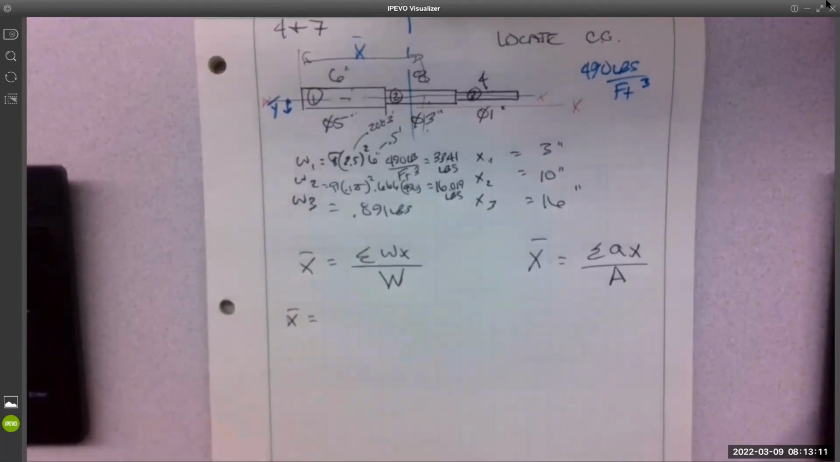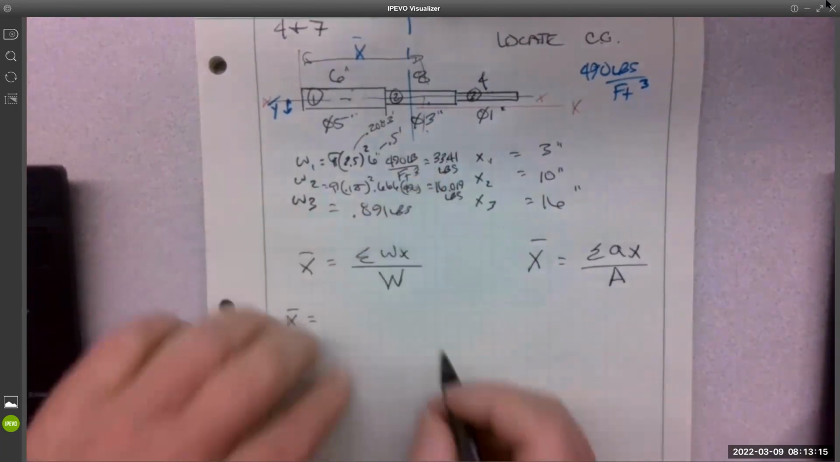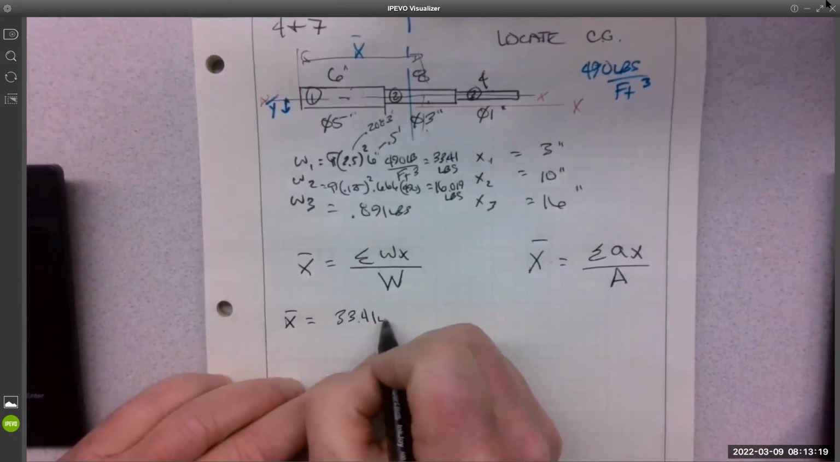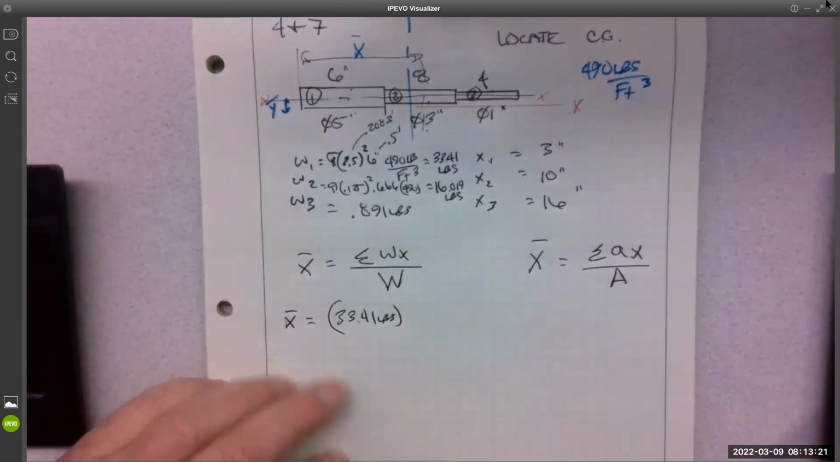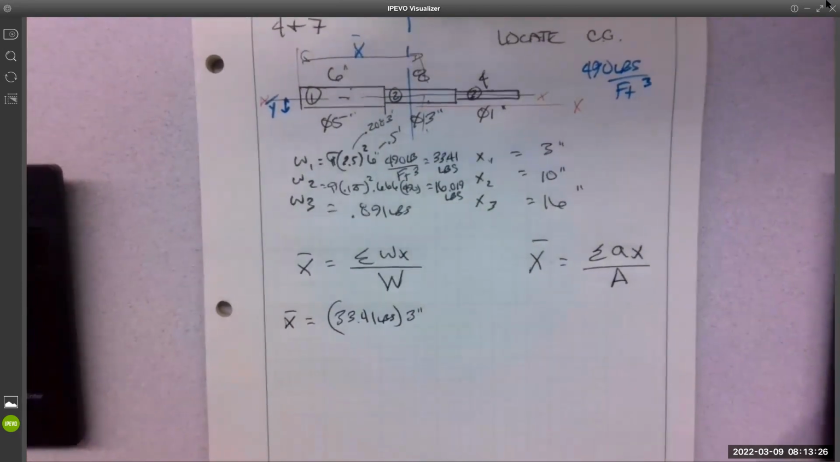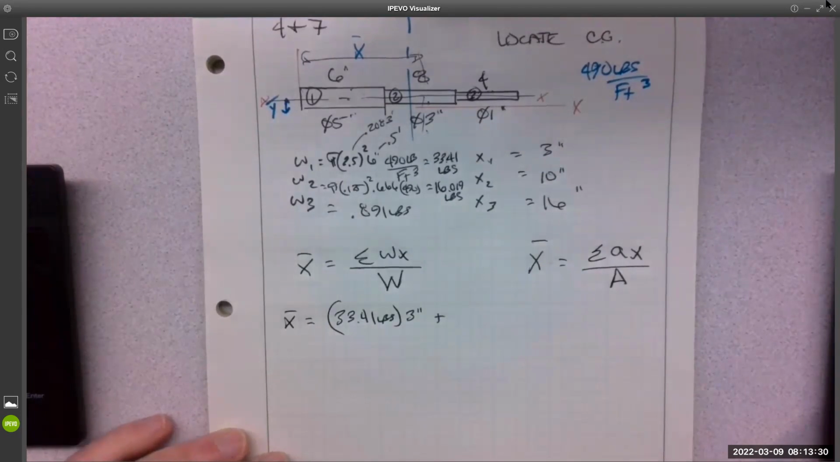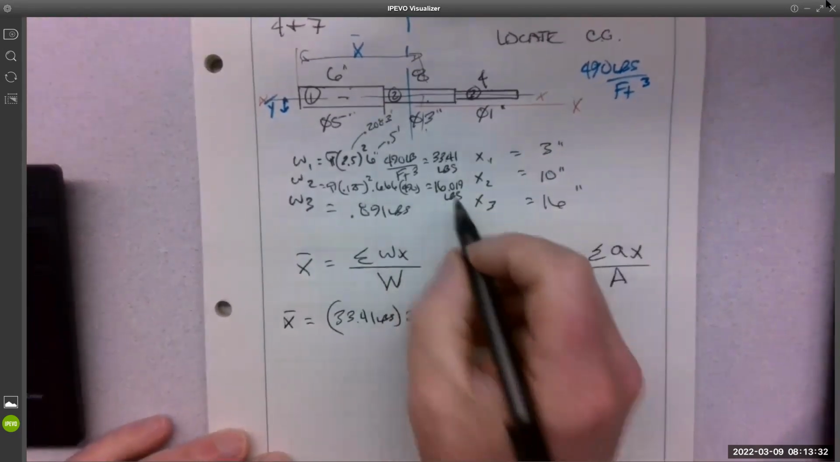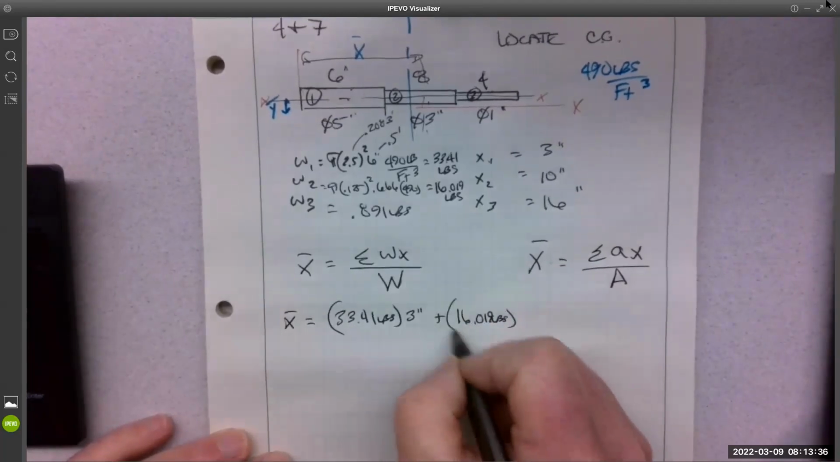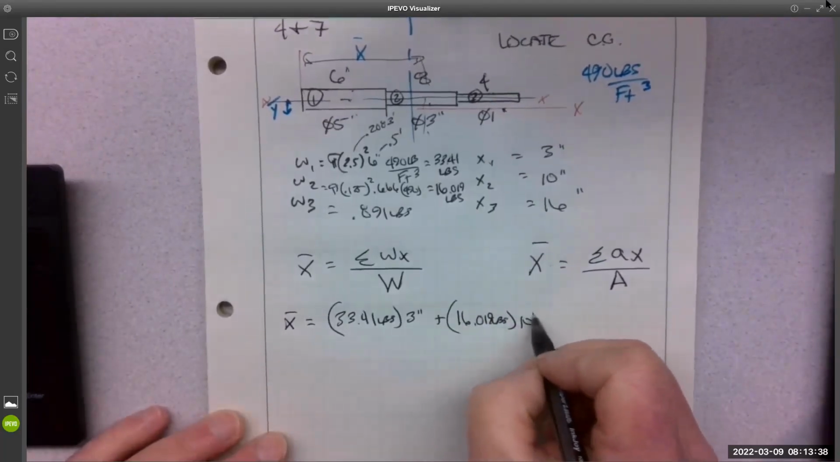So X bar is going to equal the summation of all these W's times X's. So W1, 33.41 pounds times X1, 3 inches. And these are all solid, so they're all additive. We're going to add them up. Plus 16.019 pounds times 10 inches.